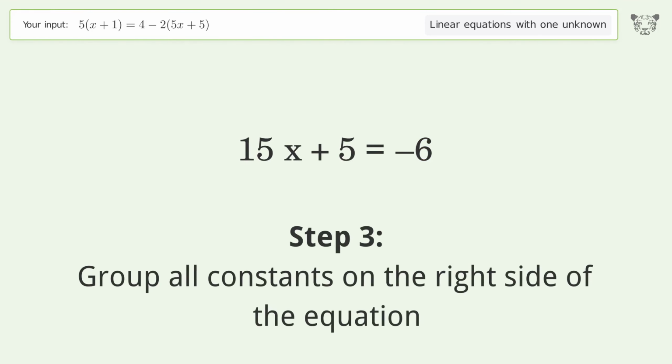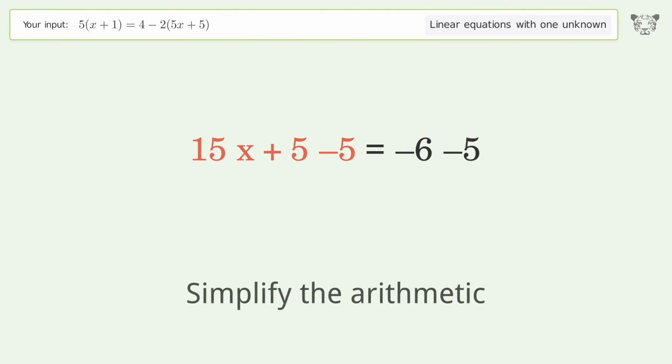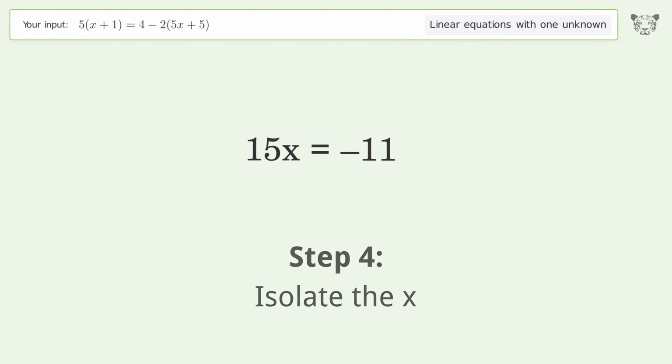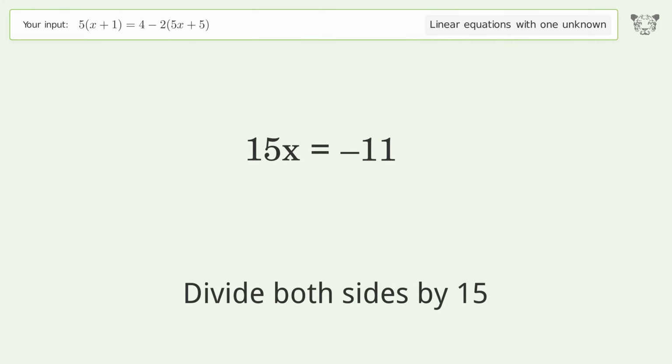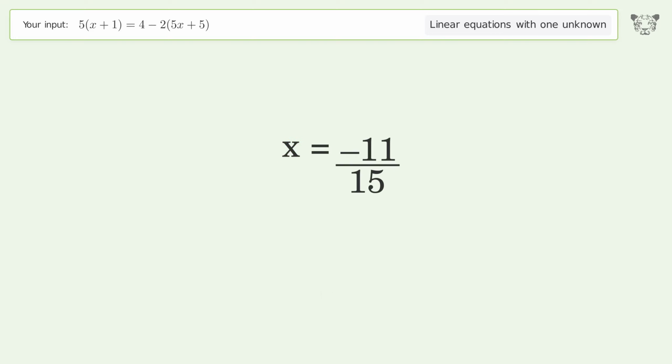Group all constants on the right side of the equation. Subtract 5 from both sides. Simplify the arithmetic. Isolate the x. Divide both sides by 15. Simplify the fraction. And so the final result is x equals -11/15.